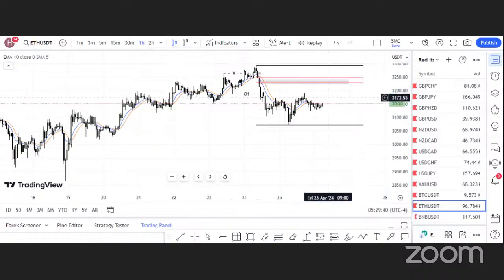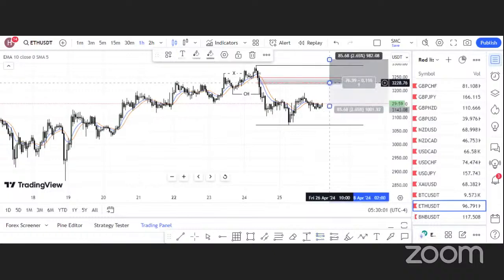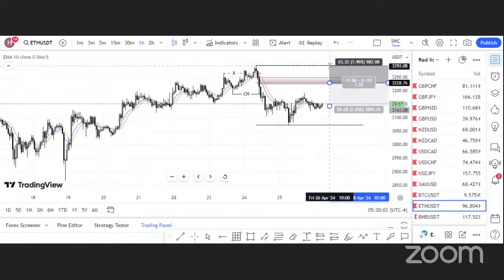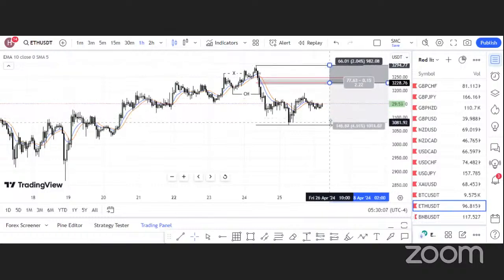As you can see, my Fibonacci tool is exactly where I have a box drawn out where I have the fair value gap. So this is going to be my entry. My entry is going to be from right here, let's say maybe the 50%, or I can just use this level. This would be my stop loss, and this would be my take profit.